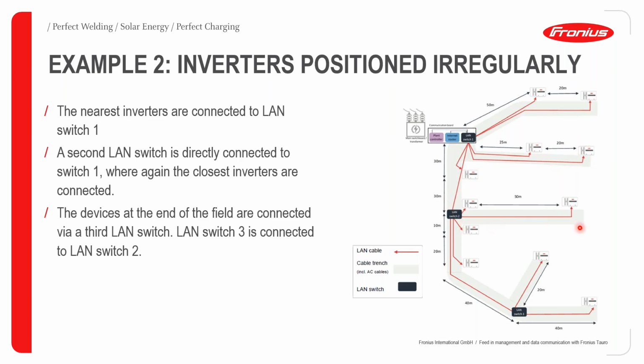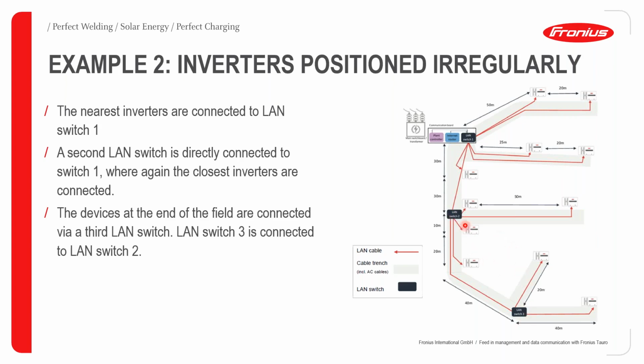For the next trench, again, we will use another LAN switch. The reason we are using another LAN switch is because we don't want to exceed the distance of 100 meters. Further on, we then use another LAN switch, which is LAN switch 3. The reason we again use this LAN switch is to prevent a distance of 100 meters from an inverter to a switch being exceeded.